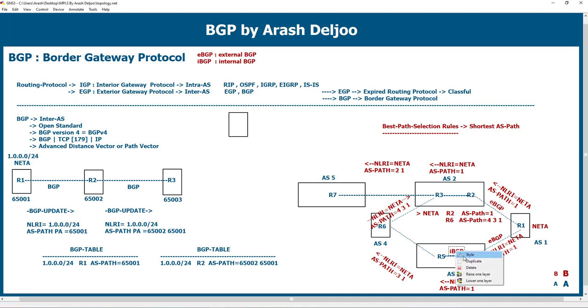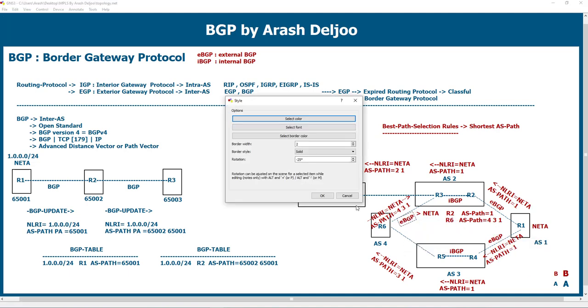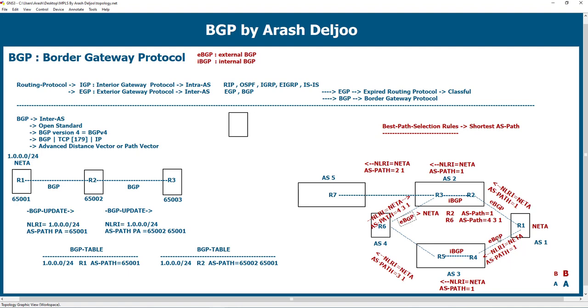But between R3 and R2 we are using iBGP. And again between R3 and R4 we are using eBGP. And then between, for example, R6 and R5 we are using eBGP. Okay, it's okay. And then again between R3 and R4 we are using eBGP, external BGP.